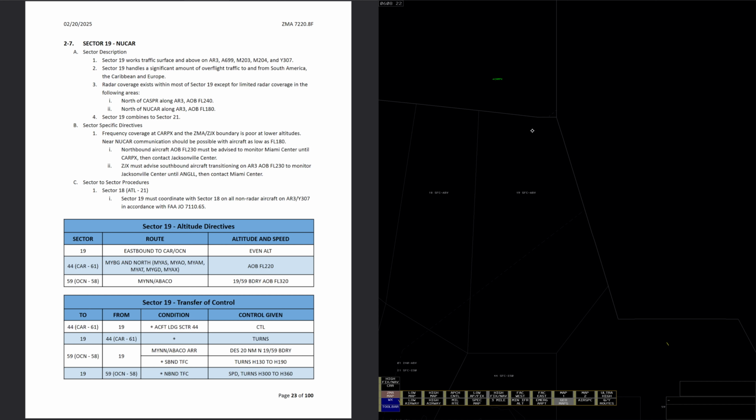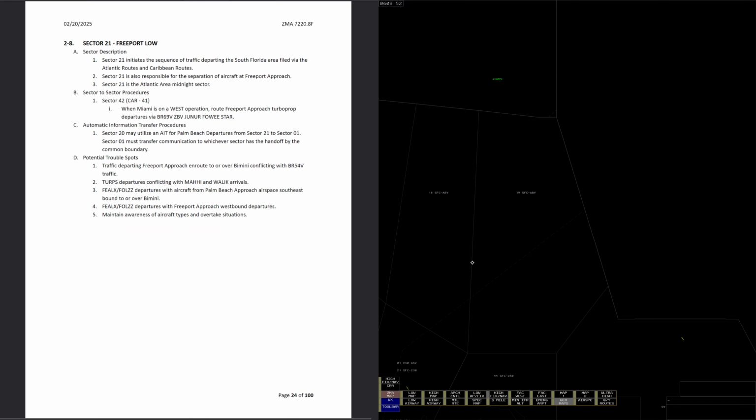In accordance with the ZMA ZJX LOA, traffic transitioning southbound or northbound must be told to monitor Miami Center until CARPEX and then contact Jacksonville Center. Jacksonville Center implements similar procedures for aircraft transitioning southbound, and this is simulated, so there may be limited or difficulty understanding aircraft in this airspace at low altitudes.